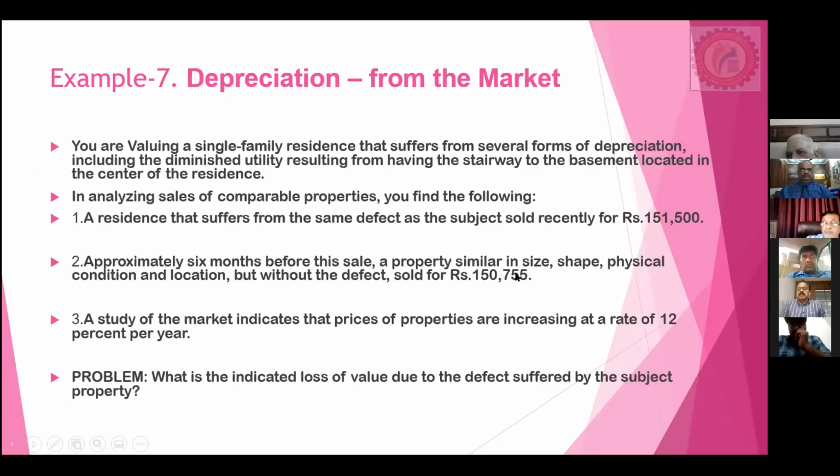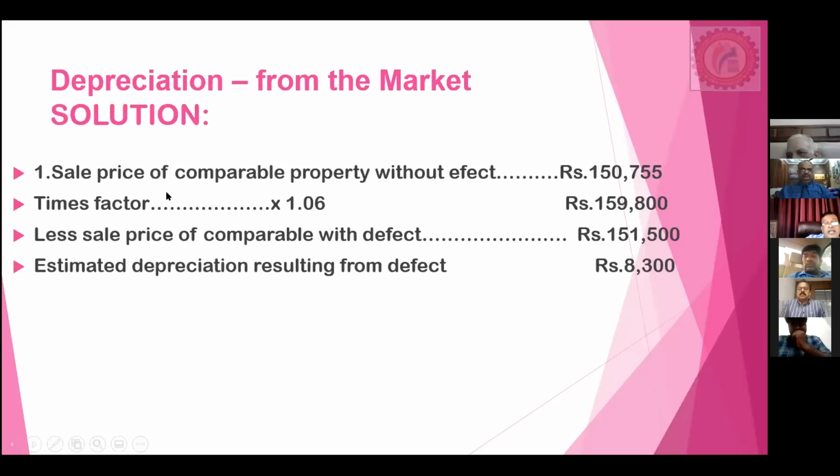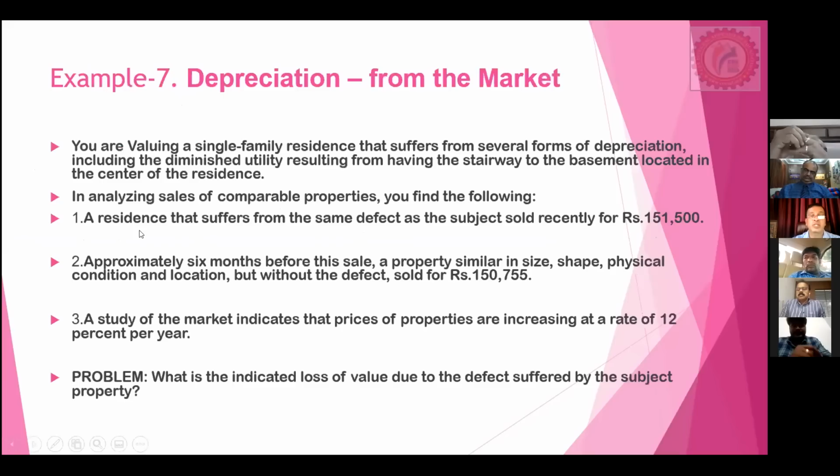1,50,755. Okay. Next, the time factor is 1.06. Most of the valuers have asked, sir, how did you get this 1.06? So that is a time factor. How to make an adjustment for this time factor? If you are having a pen and paper, you just note down. Here I have given 12%. Am I right? 12% is the increase in rate per annum.